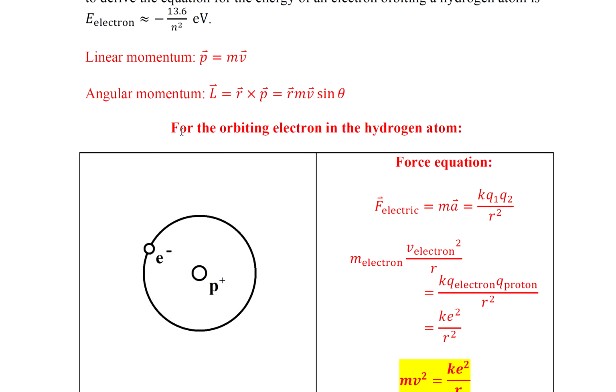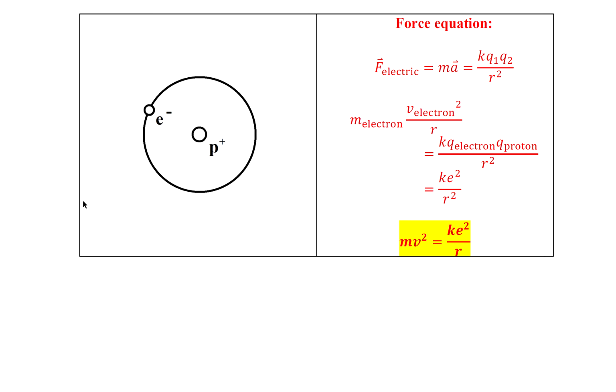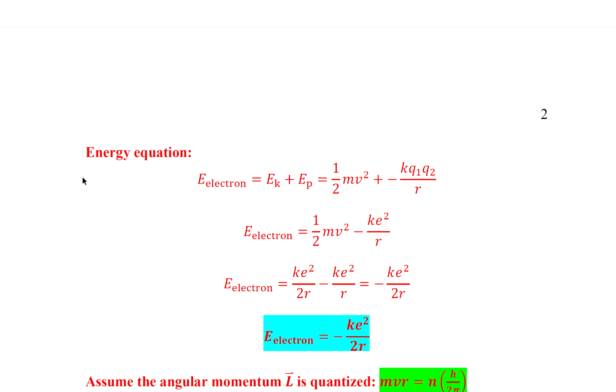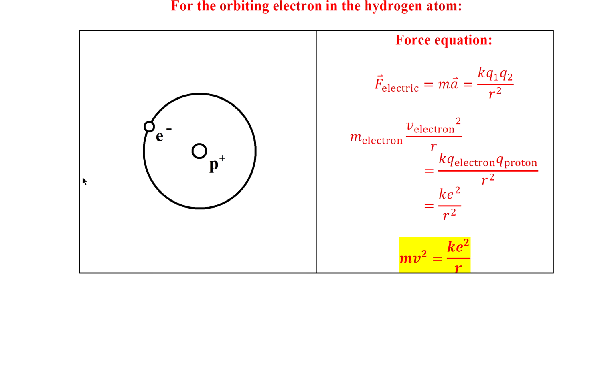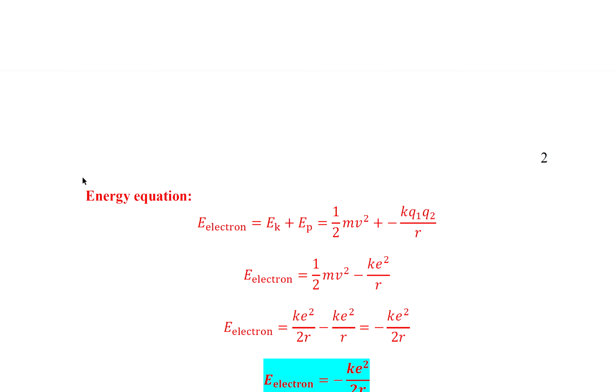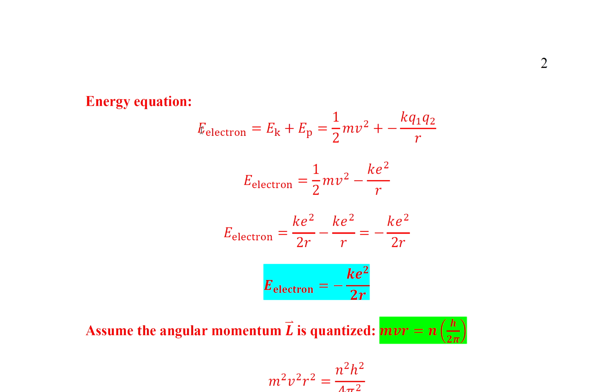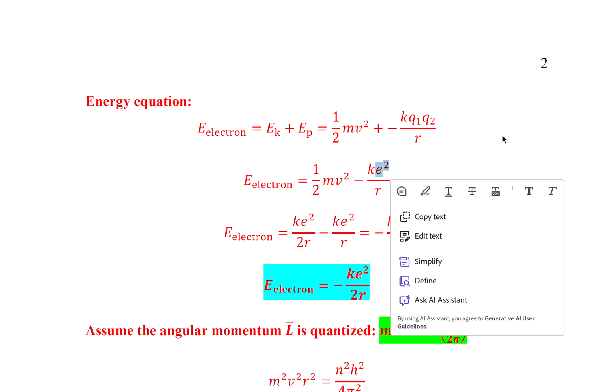Remember, this whole time we're talking about an electron in a hydrogen atom. So we just used the force equation, Newton's second law. Now let's look at the energy equation. The energy of the electron is its kinetic energy plus potential energy. Its kinetic energy is 1/2 mv squared. Its potential energy is minus kq1q2 over r. q1q2 simplifies to e squared.